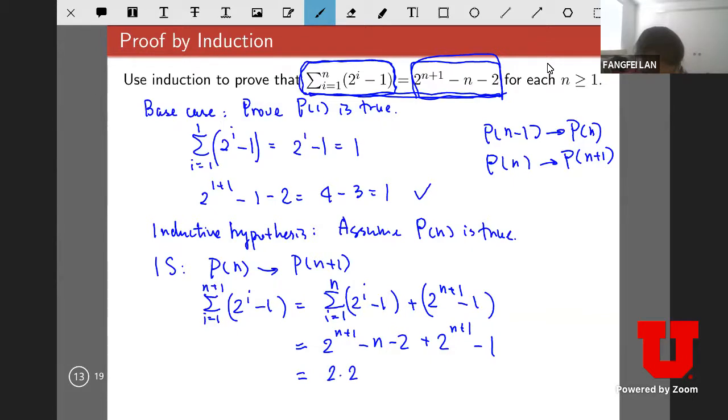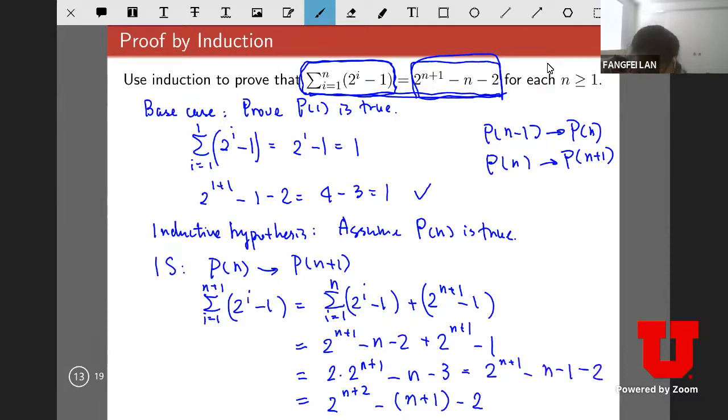So then we get 2 times 2 to the n plus 1 minus n minus 3. And that gives us 2 to the n plus 2 minus n plus 1 minus 2. This part is a little weird. It's just algebra, but you can write it like this. Maybe this is easier to see. And then you put parentheses around the n minus 1, so you get this n plus 1 term. And that is exactly what you get when you plug in n plus 1 as n in here.